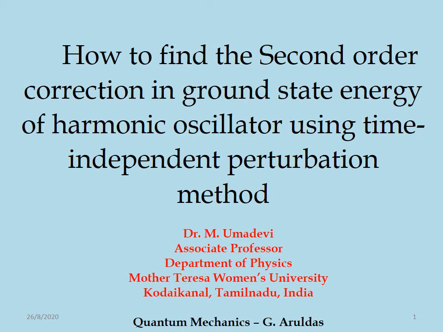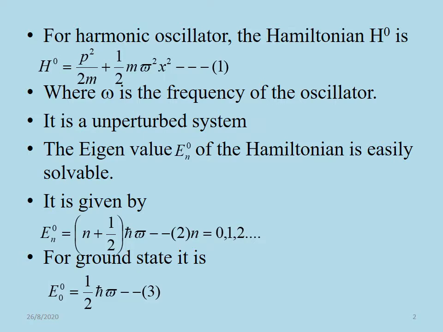Now we'll see how to find the second order correction in ground state energy of harmonic oscillator using time independent perturbation method. For harmonic oscillator, the Hamiltonian H naught is p squared by 2m plus half m omega squared x squared, where omega is the frequency of the oscillator and m is the mass of the system, p is the momentum, x is the position. This is for the unperturbed system.